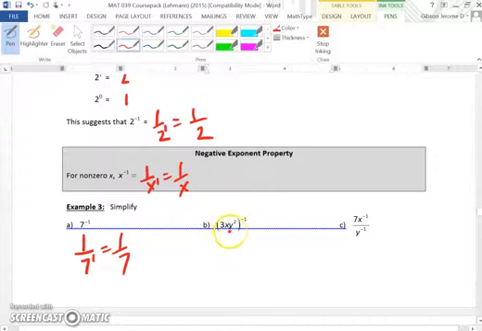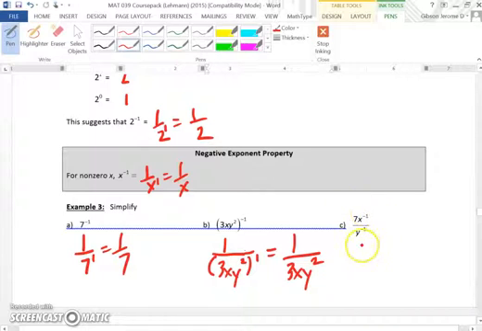Now we look here at B. We have in parentheses 3xy squared, all to the negative 1. We could just take the reciprocal of what's in parentheses. So this would be 1 over the parenthesis 3xy squared to the positive 1 power, which would just be 1 over 3xy squared.